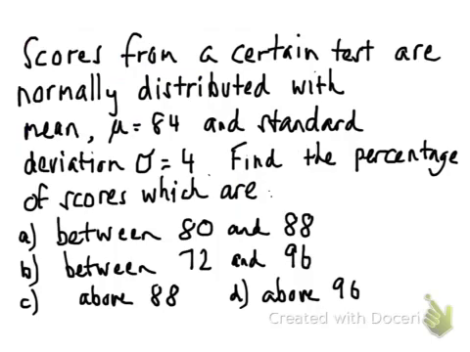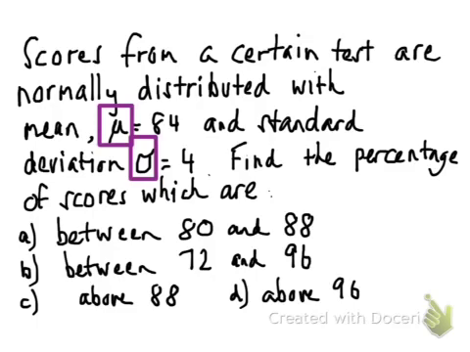Okay. Let's look at a question here. Scores from a certain test are normally distributed with a mean equaling 84 and a standard deviation of 4. Remember, that's the symbol there for mean, mu, and rho, I think it is, equals the standard deviation. Find the percentage of scores which are between 80 and 88, 72 and 96, above 88, and above 96.